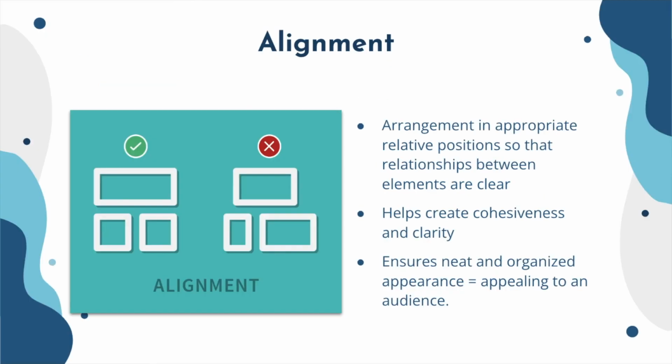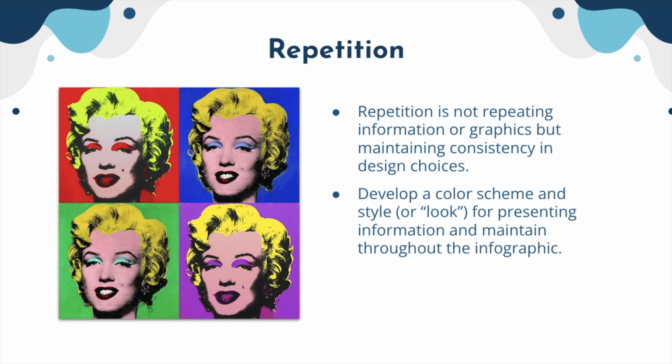The next principle is alignment. It is the arrangement in appropriate relative positions so that relationships between elements are clear. Good use of alignment helps create cohesiveness and clarity and assures a neat and organized appearance, which is most appealing to an audience. The next principle is repetition. Now, repetition does not mean repeating information or graphics, but more so means maintaining consistency in design choices. For example, developing a cohesive color scheme or style for presenting information and maintaining it throughout the infographic.